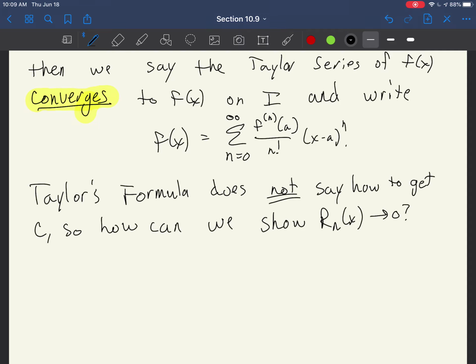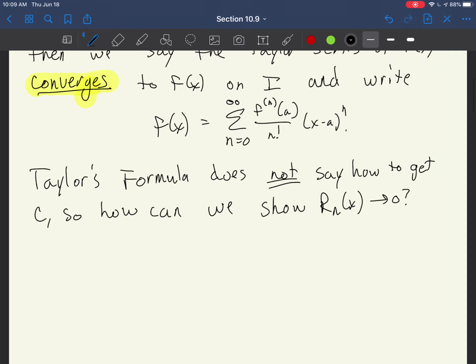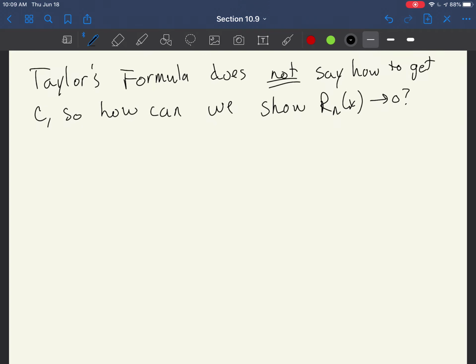So unfortunately, we can't just do this for every function. We have to have certain requirements met for the function in order to show that Rn of x goes to 0. So let's do an example to see one such function, and then we'll go into more detail about how we can approximate this error term.